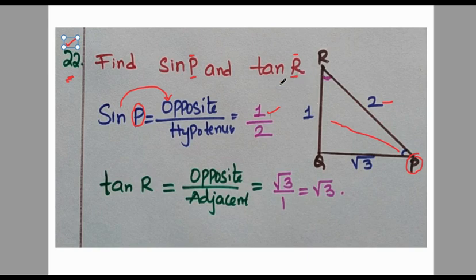Tan R: we are going to check the tan ratio with respect to R. Tan formula is opposite by adjacent. The side opposite to R is root 3, and adjacent to R is 1. So root 3 by 1 is root 3.